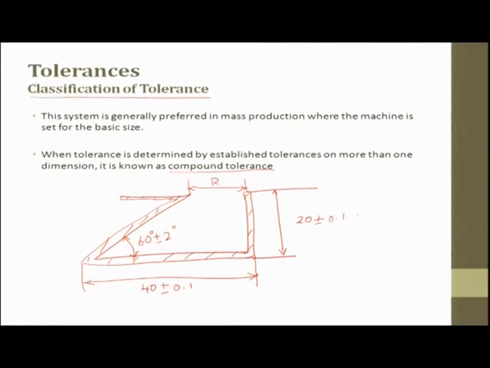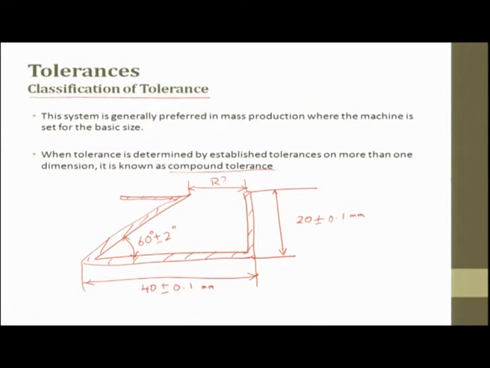So, you can see if you go back, this is a part where it follows compound tolerance, but to a large extent we should try to avoid compound tolerance, because it is very difficult to first of all give the tolerance, and second thing also to make sure that the compound produced is falling under this tolerance. So, when tolerance is determined by established tolerances on more than one dimension, it is known as compound tolerance. So, here there is a dimension of 40, here there is a dimension of 20, and here there is a height which has to be maintained, which is 20 plus or minus 2 millimeters.